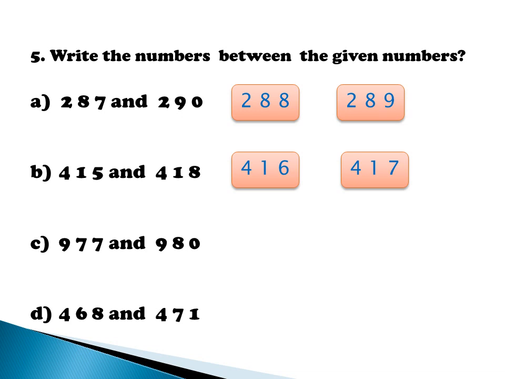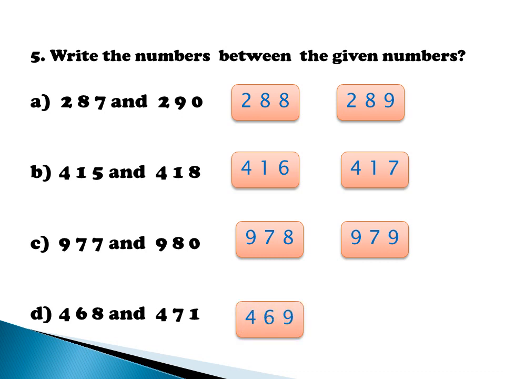977 and 980. What number will come between 977 and 980? The answer is 978, 979. The next one, D, what comes between the number 468 and 471? The answer is 469, 470. Students, here we have completed question 5. I hope you all might have completed it. If you have not completed it, it's on the screen. You can complete it.